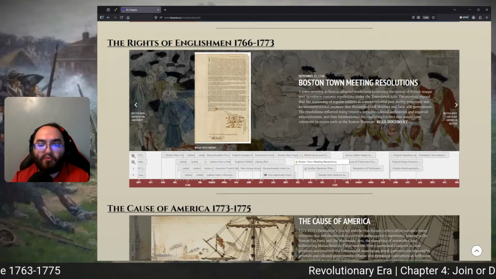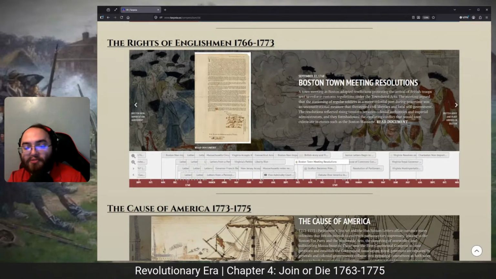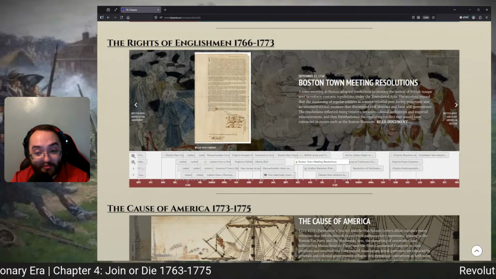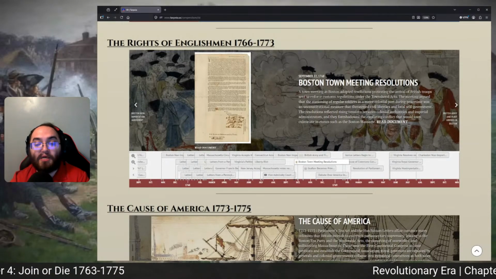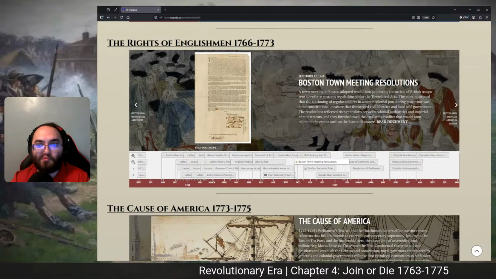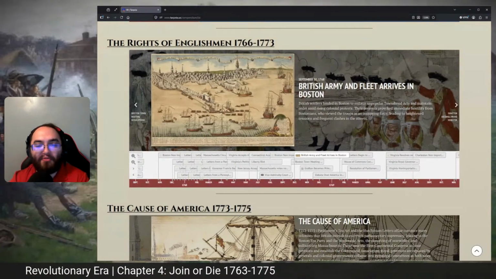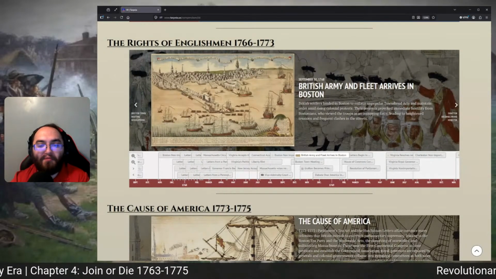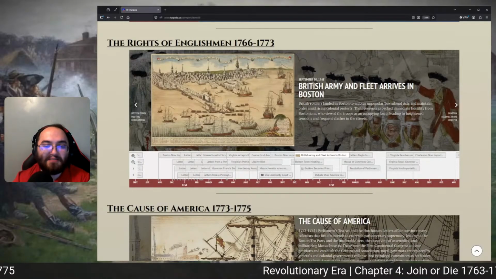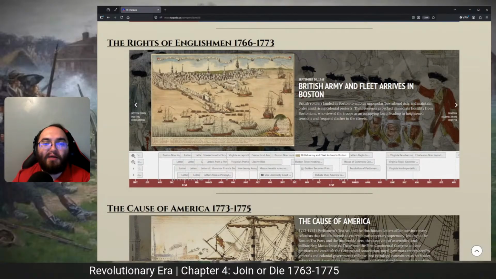The resolutions reflected rising tensions between colonial authorities and imperial administrators, and they foreshadowed the escalating conflict that would soon culminate in events such as the Boston Massacre. Ooh. So we're starting to get close to that. And we have the British Army and Fleet arriving in Boston. And here is a depiction of that event.